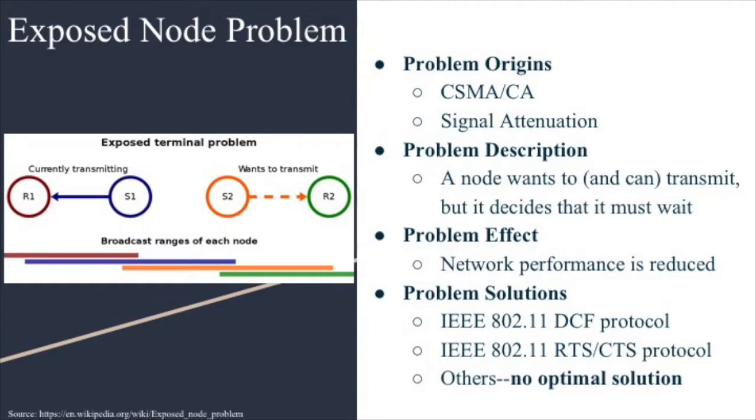Solutions are the 802.11 DCF protocol, which really just pulls the system out of an unstable state and keeps everything flowing along. And then RTS-CTS was proposed, but it never really delivered on its promises to solve this problem. There are, of course, other solutions discussed in the literature, but nothing concrete, no full solutions, and definitely nothing implemented at this time.